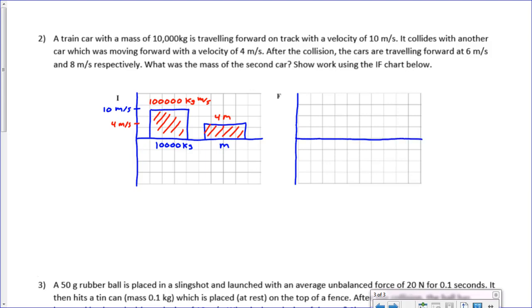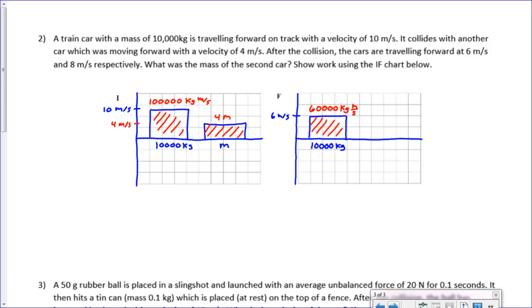All right, I know that the first train car is going 6 meters per second, and the second one is going 8 meters per second. So what I'll do here is I'll say this one here, which has a mass of 10,000 kilograms again, is going 6 meters per second. All right, and from that, I can figure out again its momentum. It is 6 times 10,000, which is 60,000 kilogram meters per second.